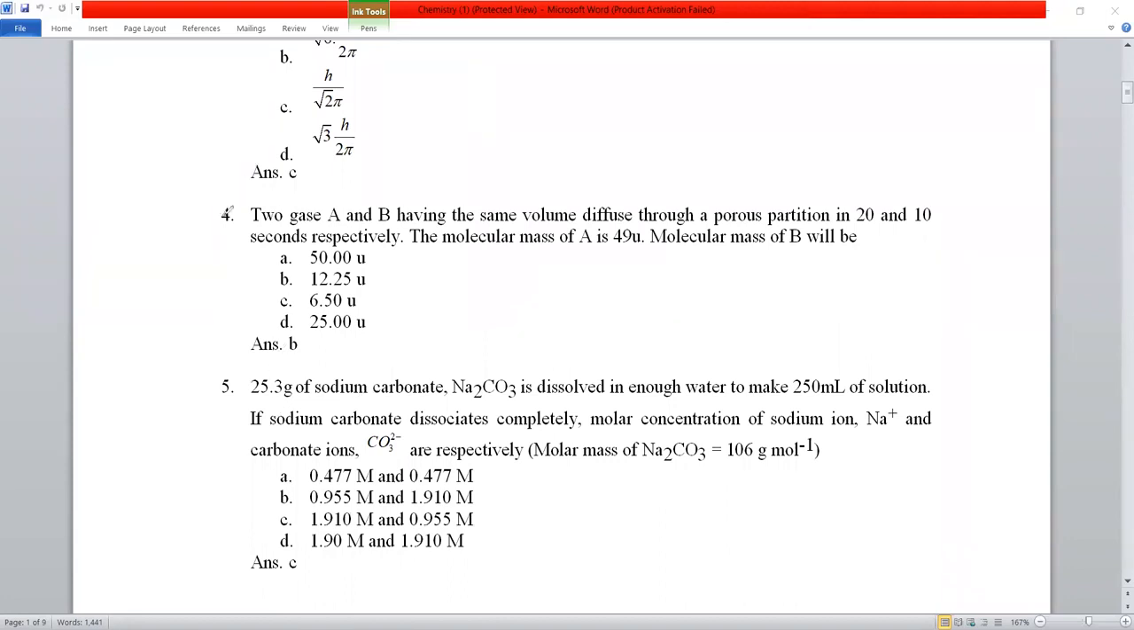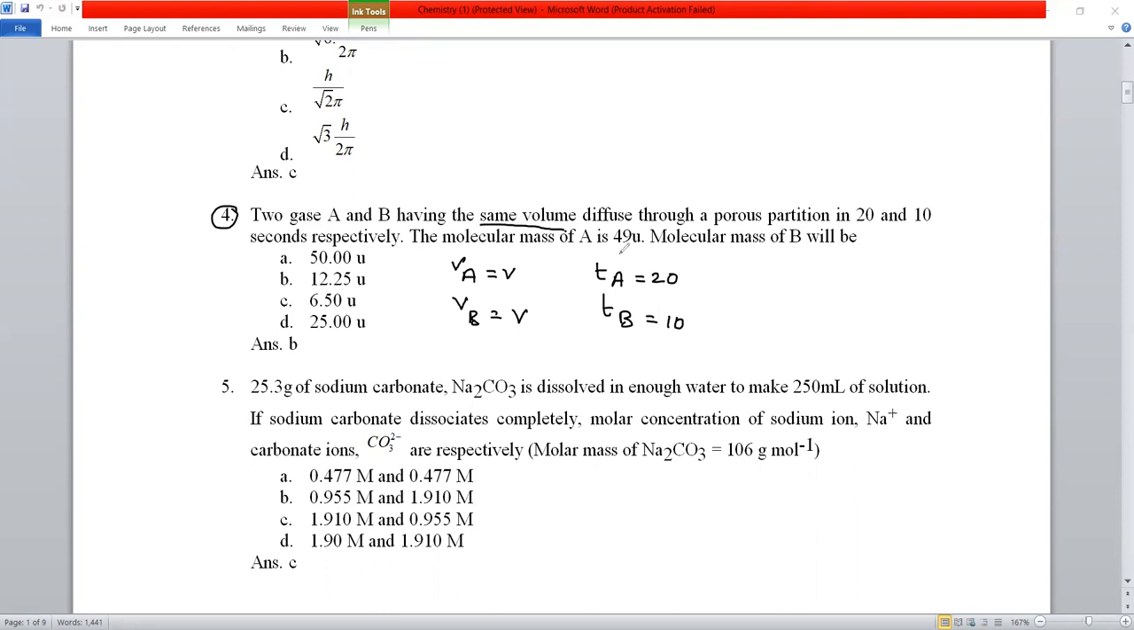From the gaseous state diffusion: two gases A and B have the same volume, VA is V and VB is V. Both volumes are the same, and they diffuse through the porous partition in 20 and 10 seconds respectively. So the time of A is 20 seconds, and the time of B is 10 seconds, as given.